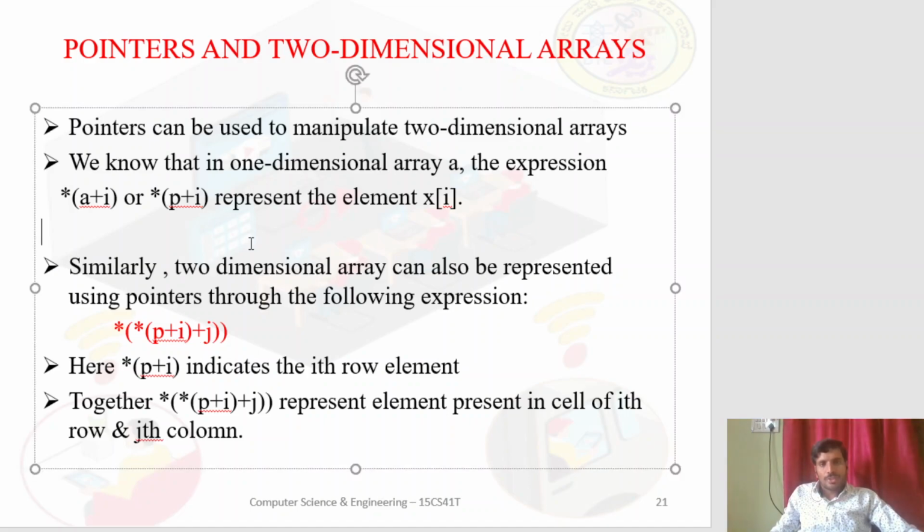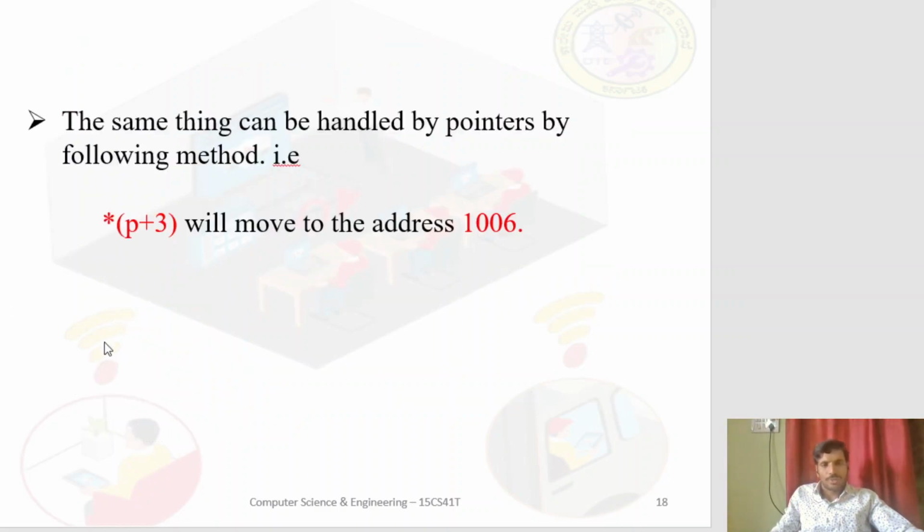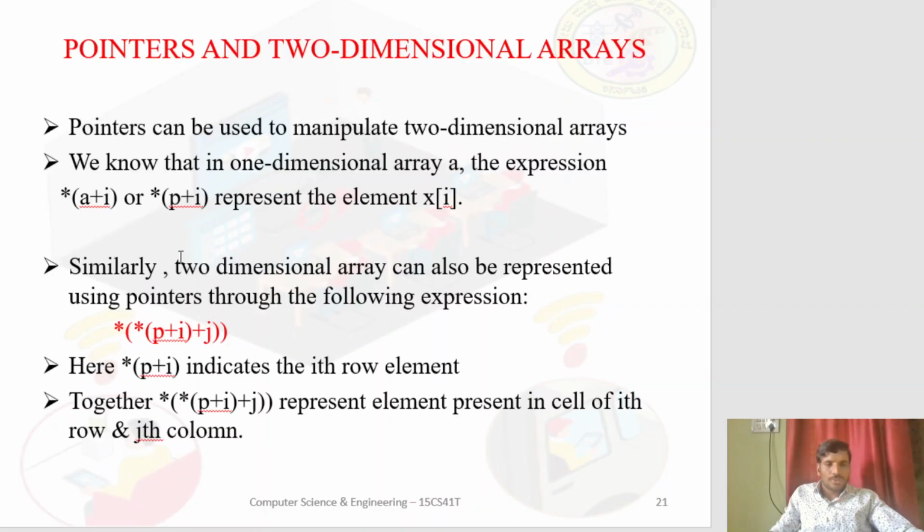Now, pointers and two-dimensional arrays. Pointers can be used to manipulate two-dimensional arrays. We know that for a one-dimensional array, the expression a plus I or p plus I represents the address of the element x. Here we have used p plus 3, where 3 can be represented as I. So a plus I or p plus I, both are the same.